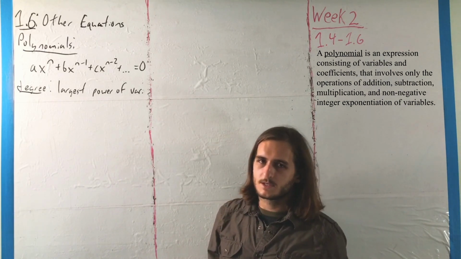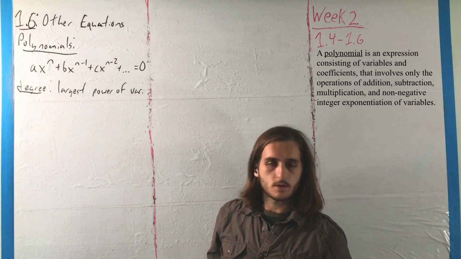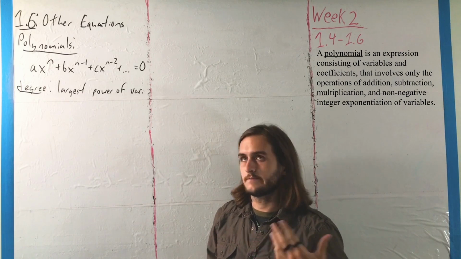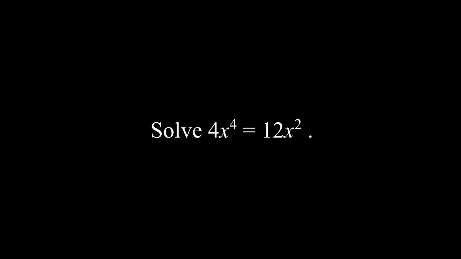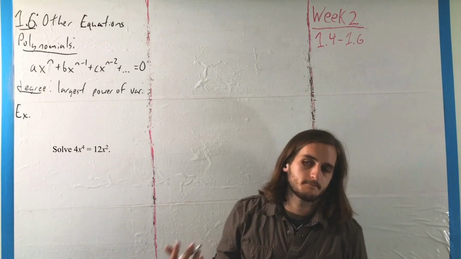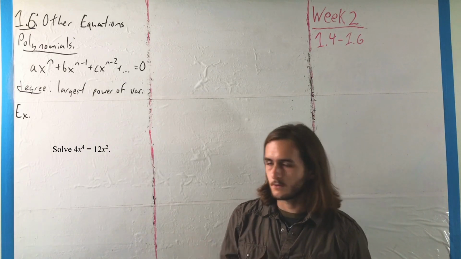And our methods for handling these are actually somewhat similar, as we'll see, to what we did with quadratics and, to an extent, linear things. So for our first example, we want to solve the equation 4x to the fourth equals 12x squared. When we're dealing with solving these things, the purpose of standard form really is because it makes it easier for us to see the process.